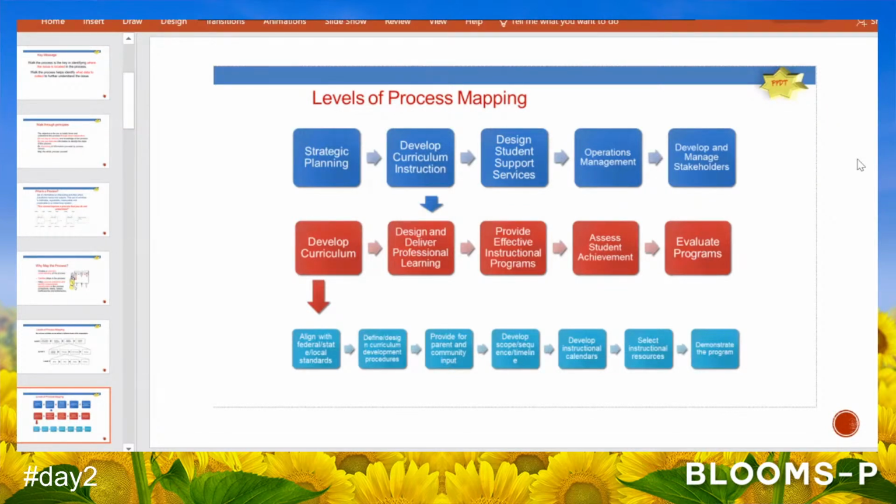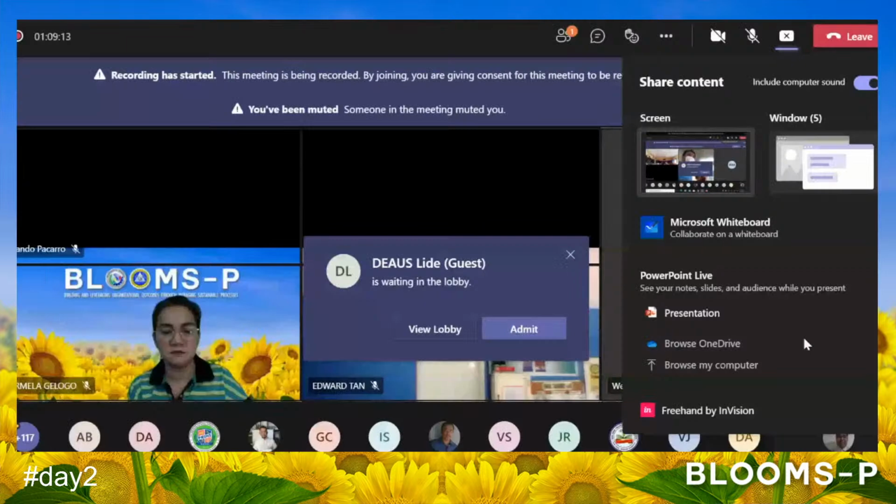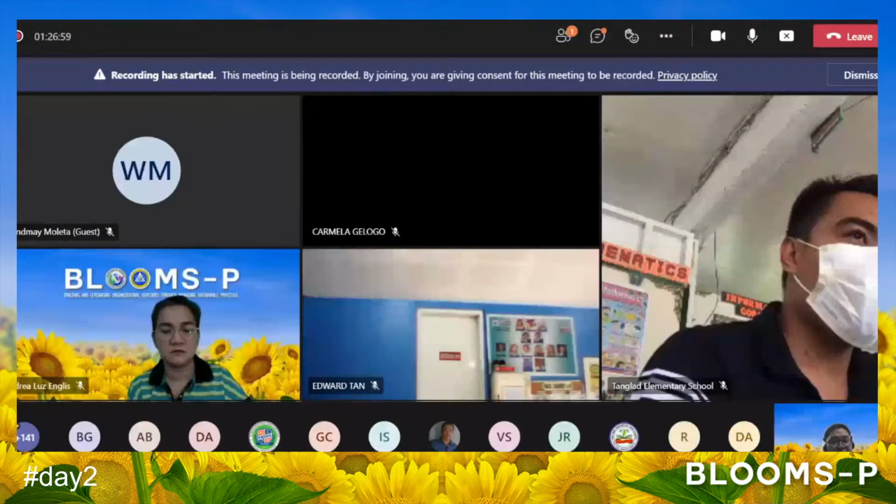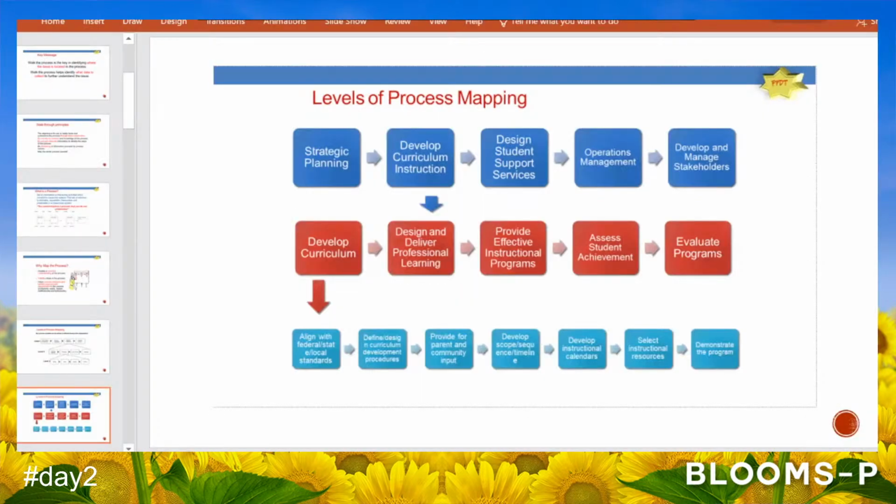So, we have to align with the standards. We have to design a certain curriculum again, then provide for parent and community input, develop scope, sequence, and timeline, develop instructional calendars, select instructional resources, and of course, demonstrate the program. All right?